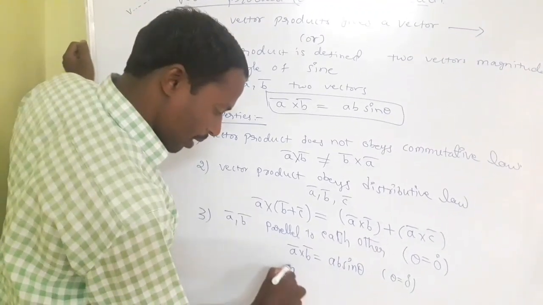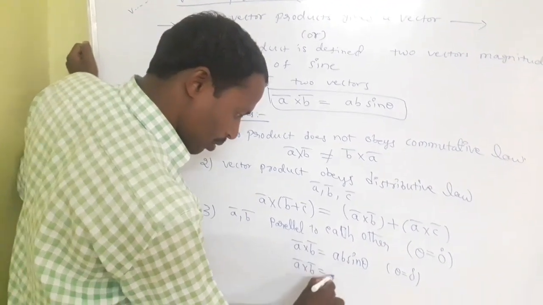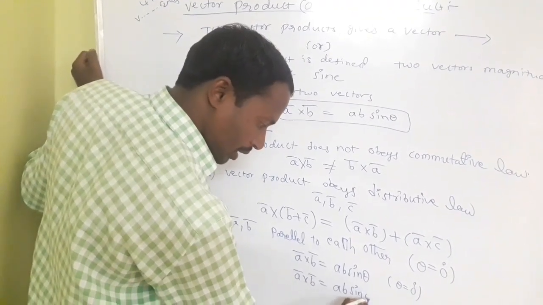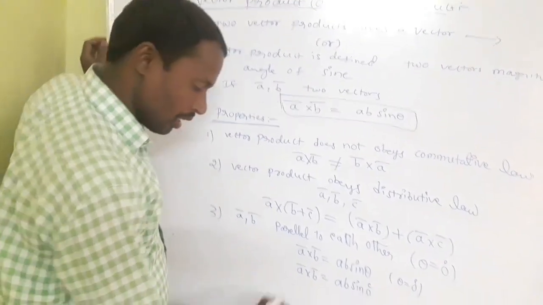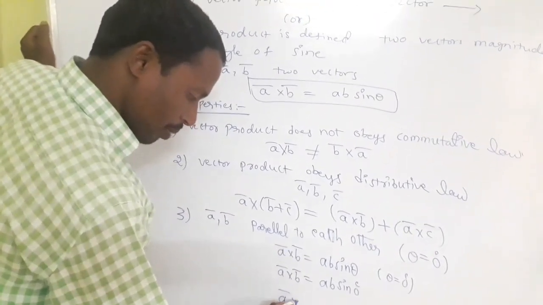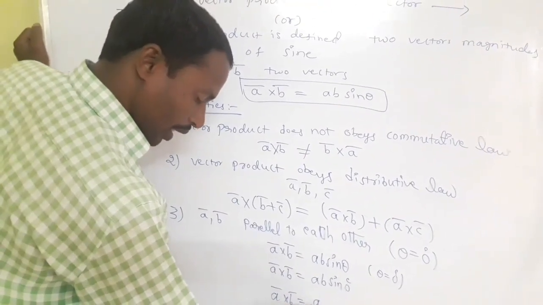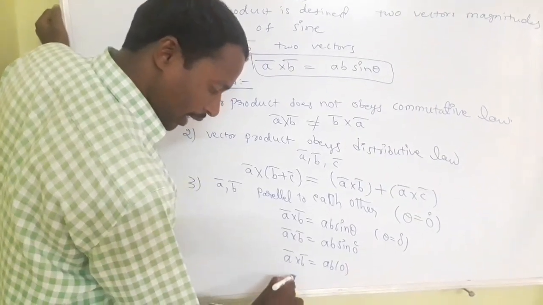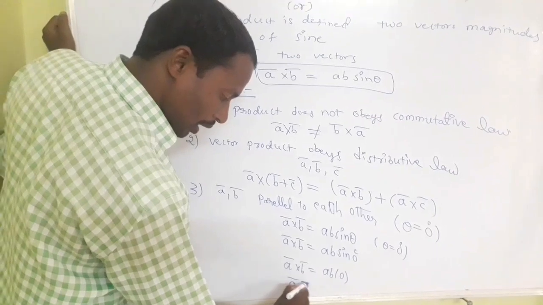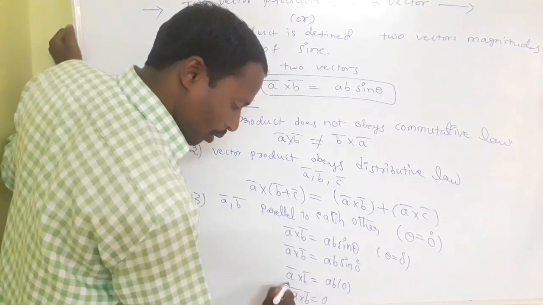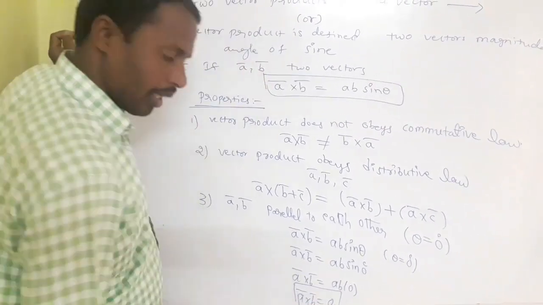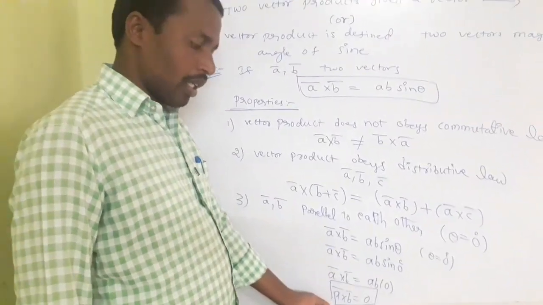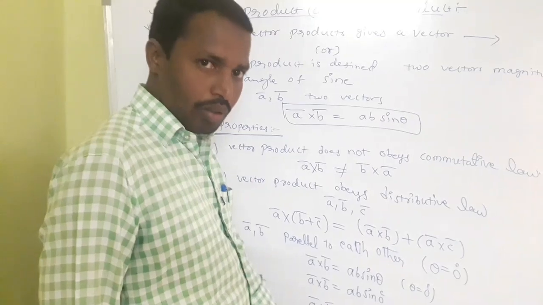Then a bar cross b bar is equal to ab into sin 0 degrees. Sin 0 degrees is 0. Then finally a bar cross b bar is equal to 0 when the two vectors are parallel to each other.